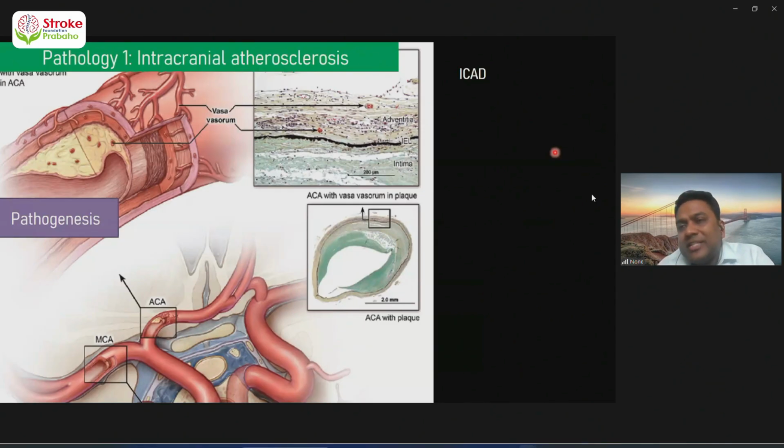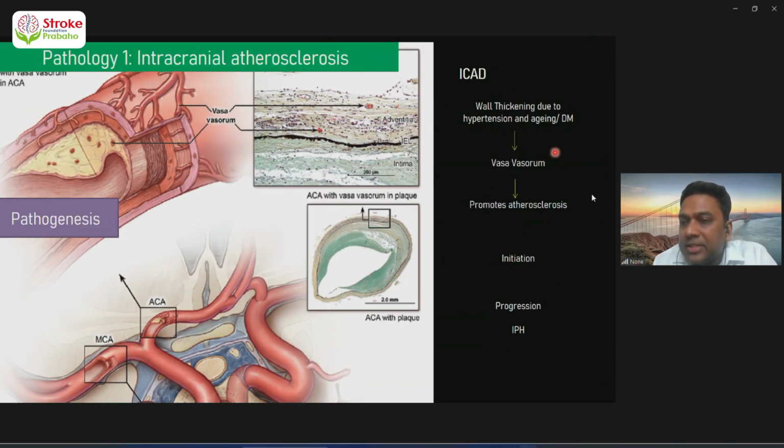So what happens in intracranial atherosclerotic disease? The first step is wall thickening. It can be due to hypertension, aging, whatever the cause is, the wall thickens. As soon as the wall thickens, you need blood flow to the arterial wall. Therefore, the vasa vasorum forms, and this promotes atherosclerosis. So we need to know a little bit about the vasa vasorum.